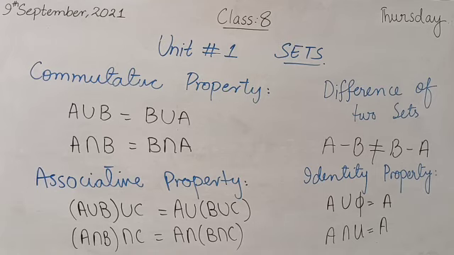In the next class, inshallah, we'll see how to prove these properties: how A union B and B union A are equal, how intersection is commutative, how associative property holds, etc. Now today's work is to find out the complement of the given sets which are given in Google Classroom. Watch the video and try to understand the concept.